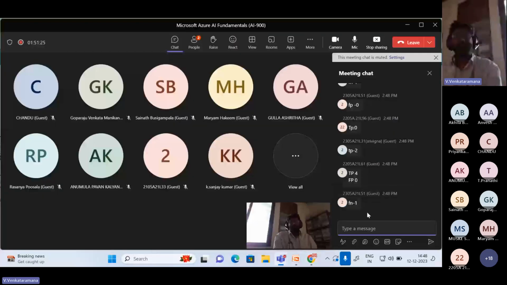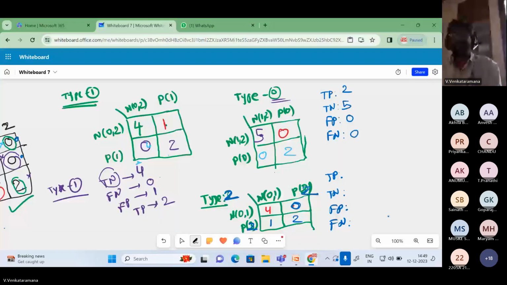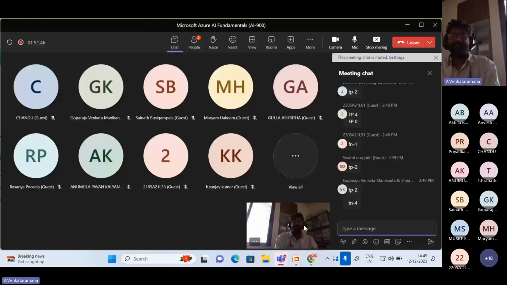True positives are 2. True negatives are 4. And this is the false positive, 0. And this is the false negative, 1. So this is the answer. Is that right?